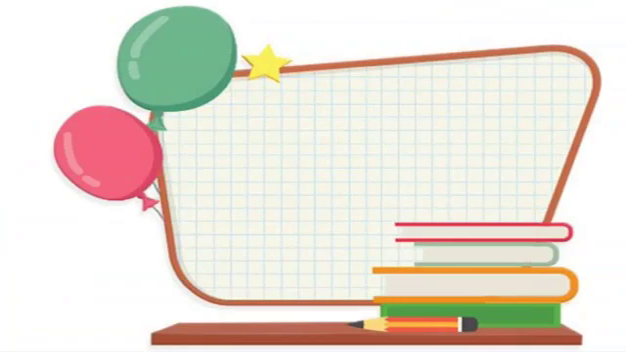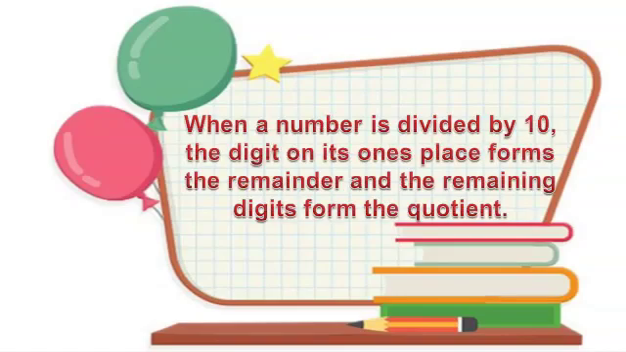We can also divide any number by 10 without performing division. See how. When a number is divided by 10, the digit on its ones place forms the remainder and the remaining digits form the quotient. कि जब भी किसी नंबर को 10 से डिवाइड करते हैं तो वंस की प्लेस पे जो डिजिट होता है वो रिमाइंडर बन जाता है और जो लेफ्ट साइड पे जो बाकी नंबर रह जाते हैं वो क्वोशिएंट बन जाते हैं.